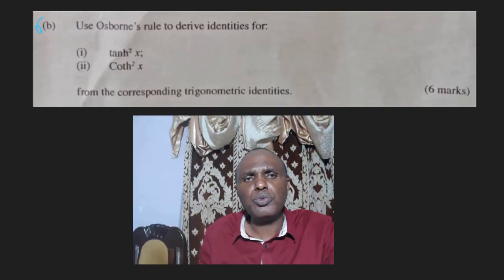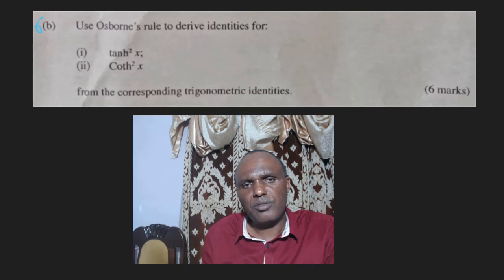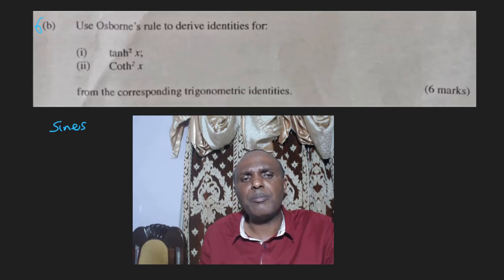We are told to use Osborne's rule to derive identities for tanh squared x and cosech squared x from the corresponding trigonometric identities. Every hyperbolic function has a corresponding trigonometric identity. In the trigonometric identity, we have sines which have been multiplied together or implied to be multiplied together. Then we have to change the sign to change that trigonometric identity to a hyperbolic identity. And I want to give an example.